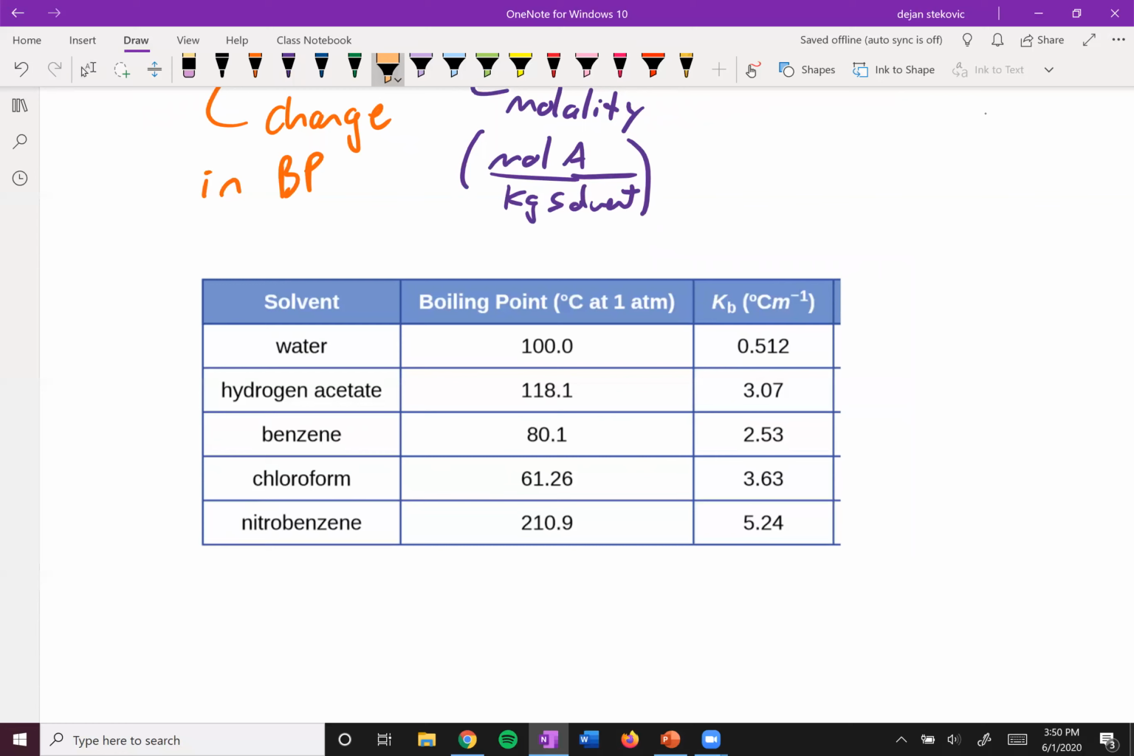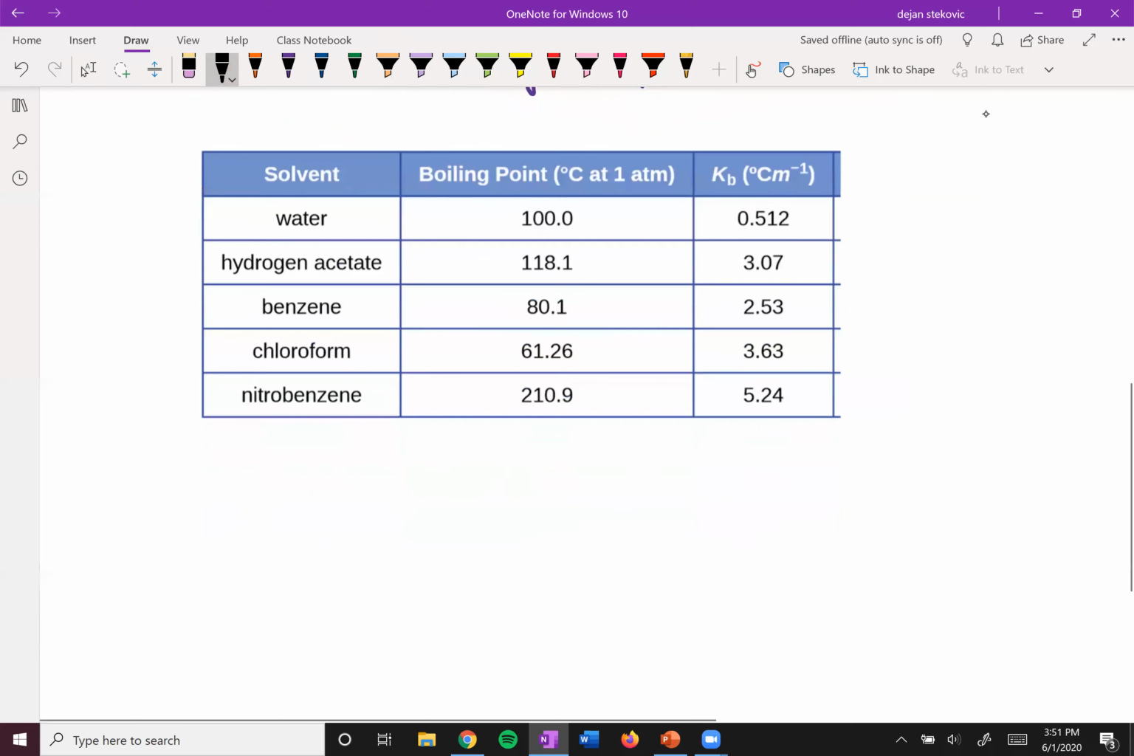So here on the left, we have just some different solvents you can take a look at. Next up, we have their normal boiling points at 1 atmosphere, right? So at normal pressures. So you can see water boils at 100 degrees Celsius. And then we have a KB value. So this is how much our boiling point is going to increase per molal of solute that we have.